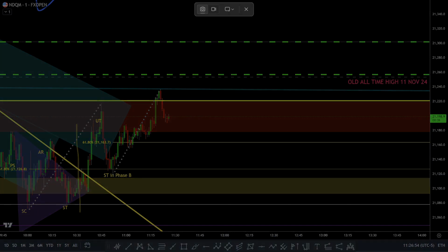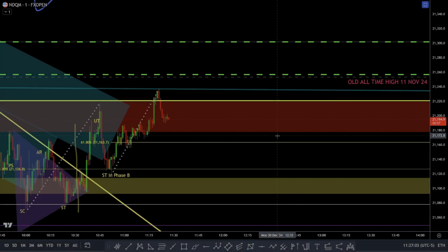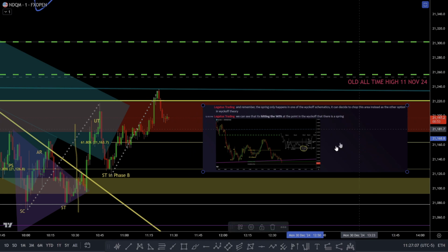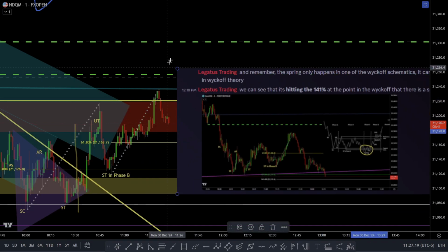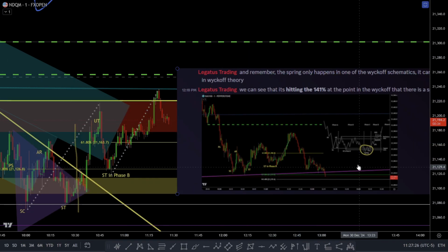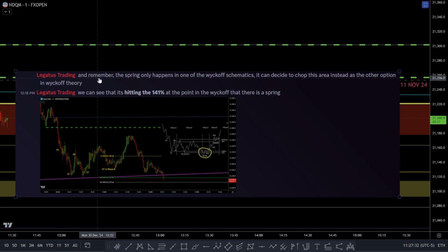So the next thing that we did was we chose to make the spring, and it is an option today. Where we are right now is right here in this schematic. We just lifted off, let me increase the size of this. It's right here, where it's battling making that spring, where it did come down. And remember, the spring only happens in one of the Wyckoff schematics. It can decide to chop this area instead of the other option in Wyckoff theory.